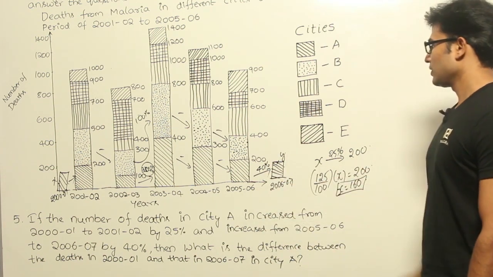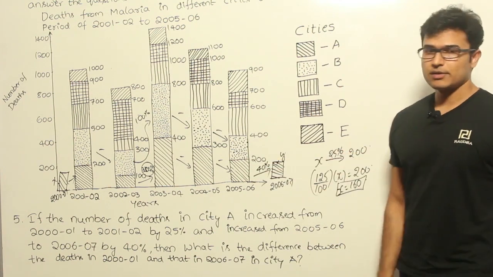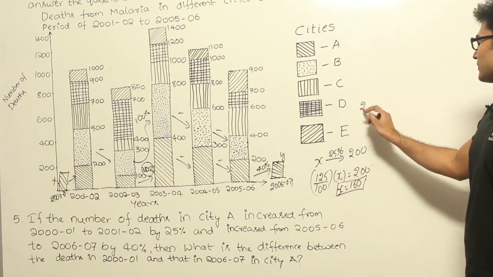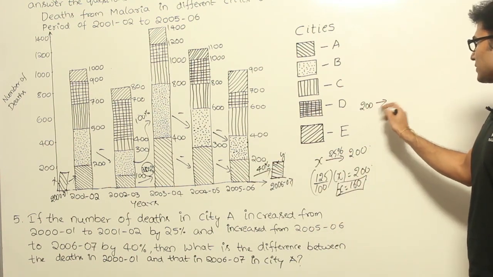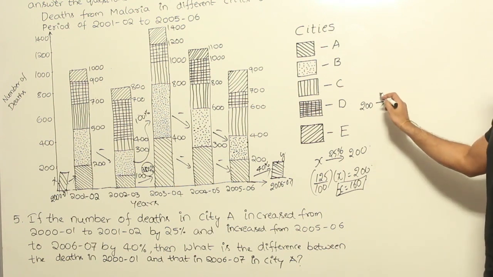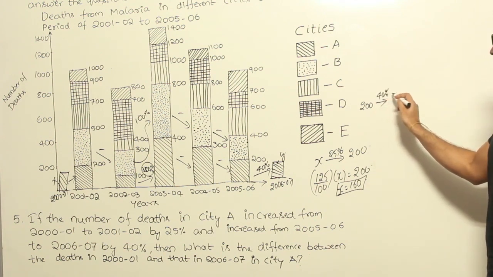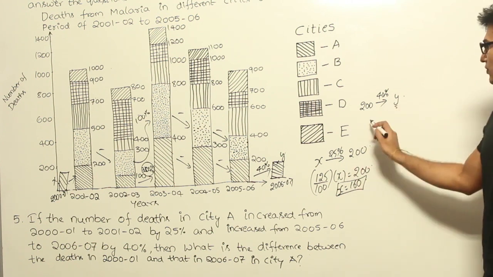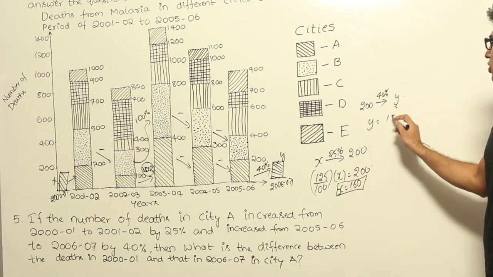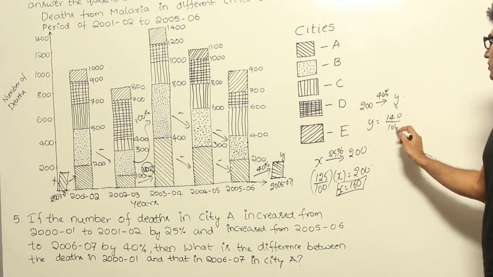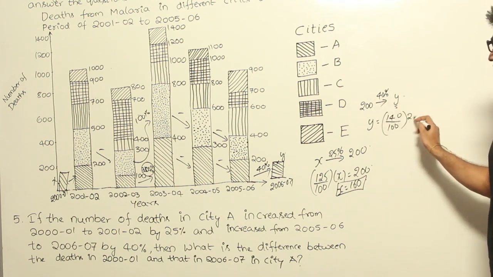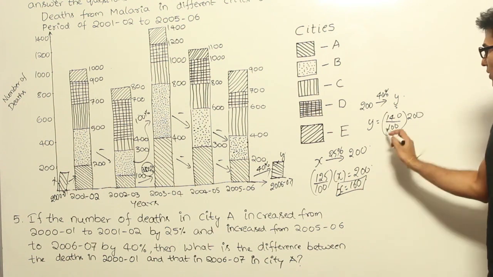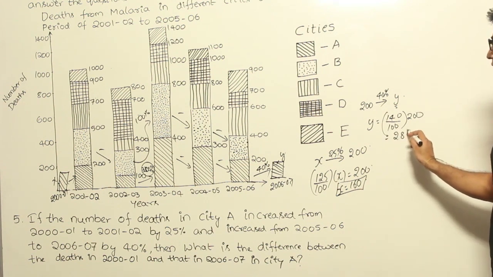Now they are saying that the value here, which is 200, has increased by 40% to become this y. Now what would this y be? This y would be 140% of this 200, right? Now if you compute it, it is going to be 280.